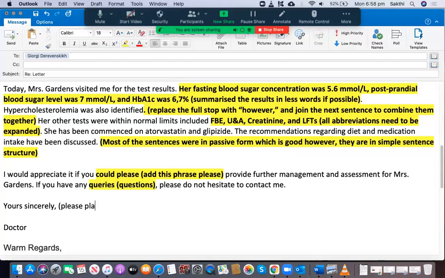Please place a comma here. This is really important. And then you shouldn't write down doctor, you have to say the doctor.